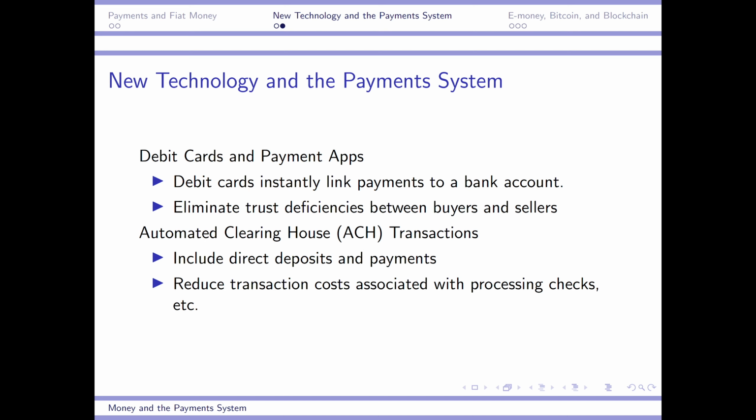The first one is debit cards and payment apps. What a debit card does instead of a check is it instantly links payments to a bank account. So when I use my debit card at Target for $50, it is immediately taking $50 out of my bank account and giving it to Target, as opposed to a check, where it would be me promising Target $50 at a future date. As you may imagine, this makes sellers extremely happy and has really started to phase out the need and usefulness of checks in the commercial marketplace.